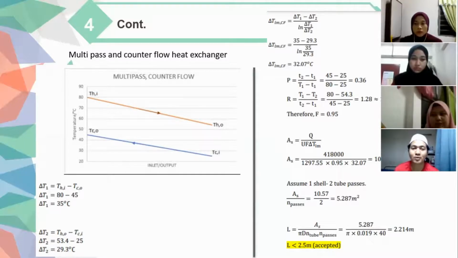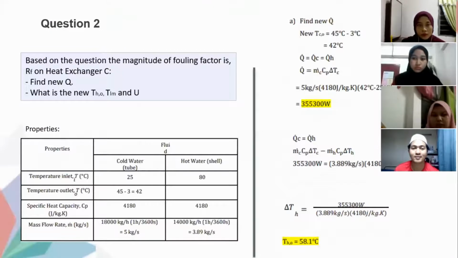So we can use this design as our chosen heat exchanger, since it achieves the space constraint. I will pass to the next presenter. Thank you.